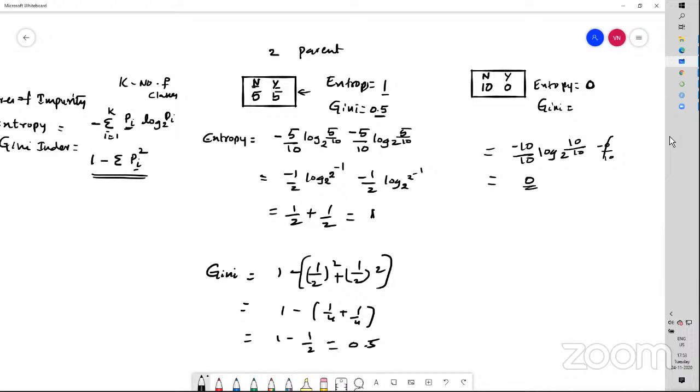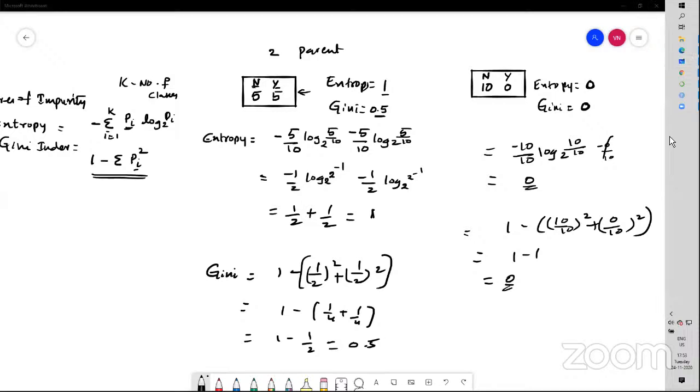And similarly, let's see Gini. Gini is 1 minus (10 by 10 whole square plus 0 by 10 whole square). So this is 1 minus 1, 0. So Gini is also 0. So the purity of a node is decided by the value of entropy or Gini.